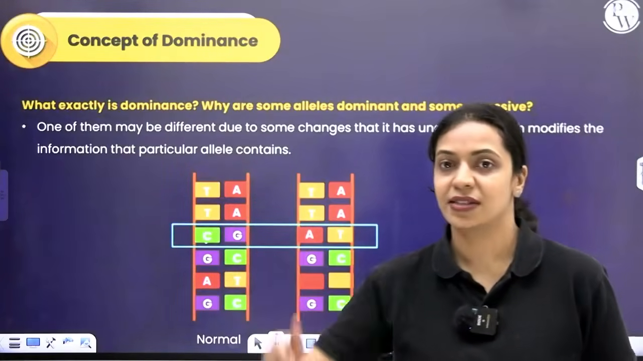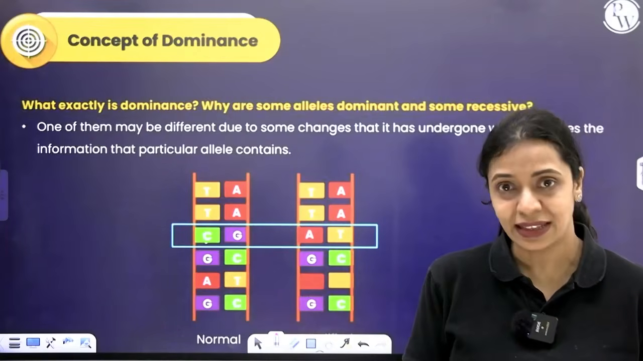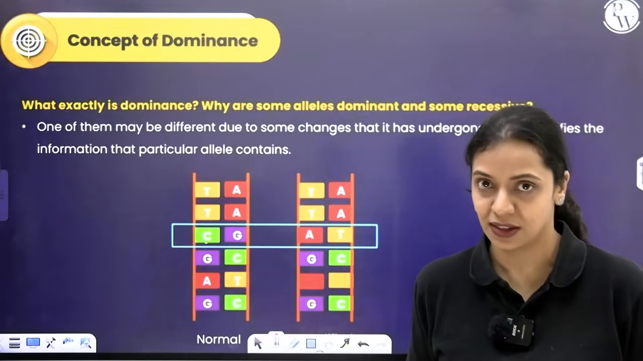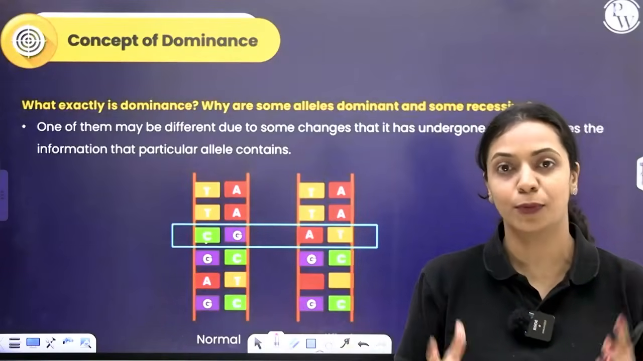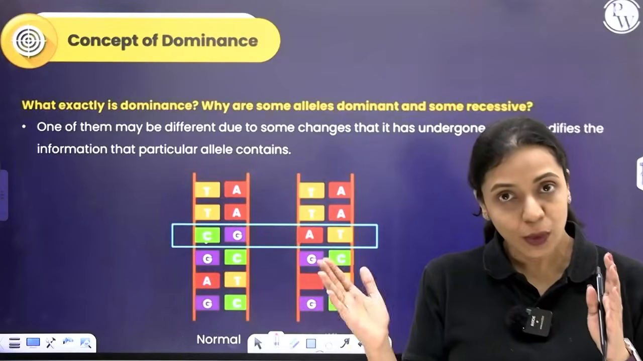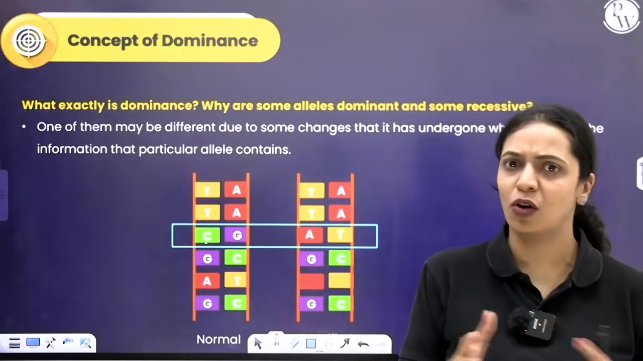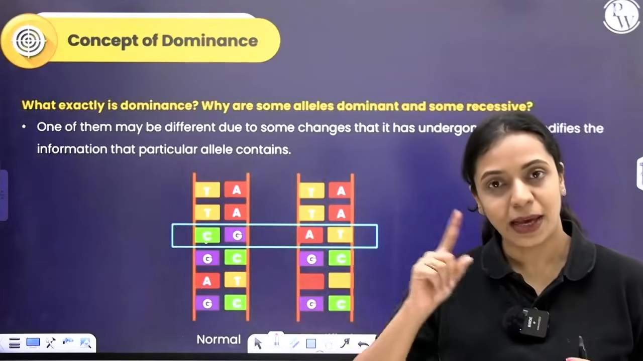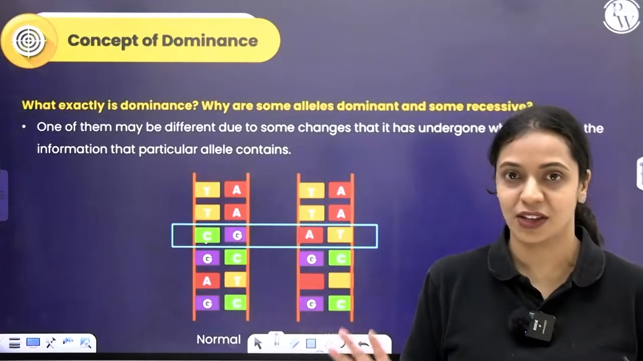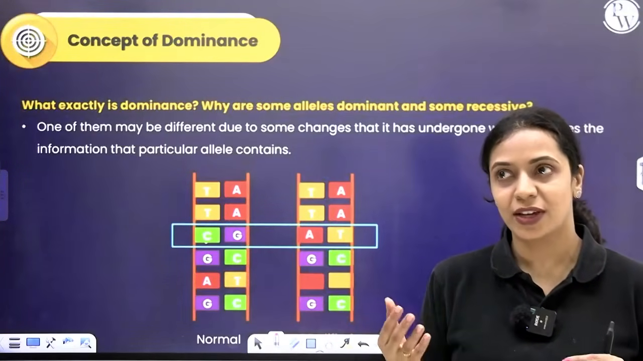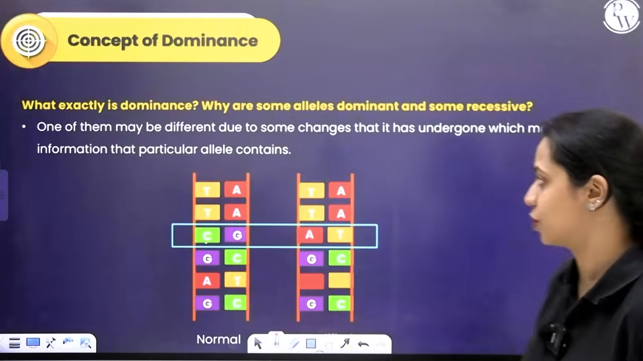The change in sequence will ultimately affect the protein that particular gene synthesizes. Every gene controls a character by synthesizing a protein. If the sequence of DNA is changed, the structure of the protein could change. It may or may not change. Sometimes when there is a very trivial kind of mutation, the protein will not change very much. Sometimes when the mutation is bad, then there will be a change in the structure of the protein.